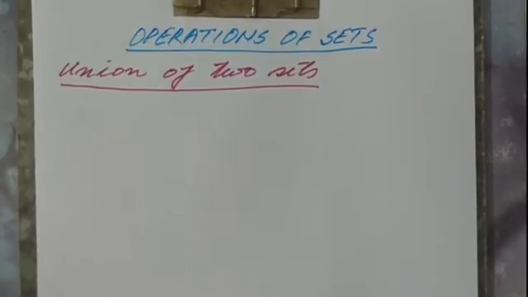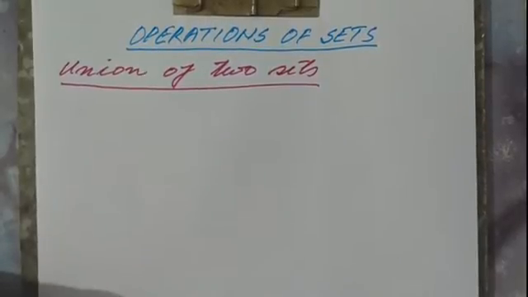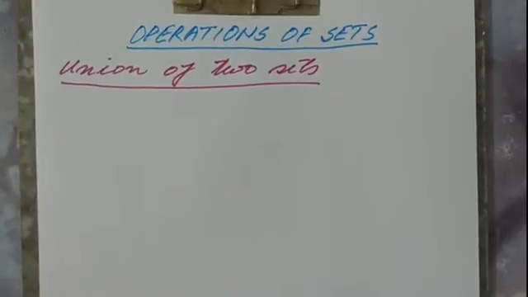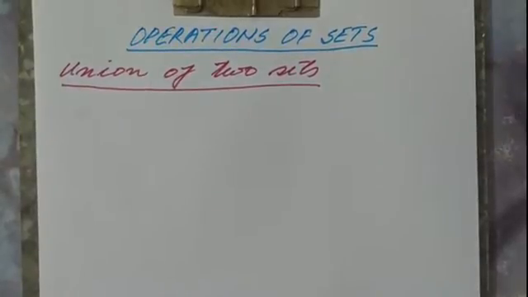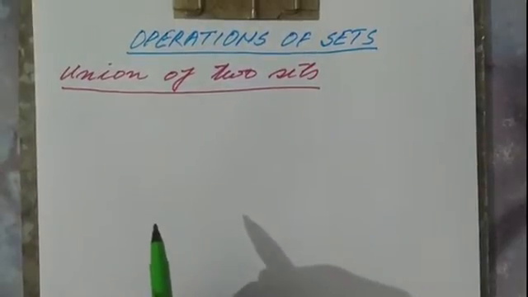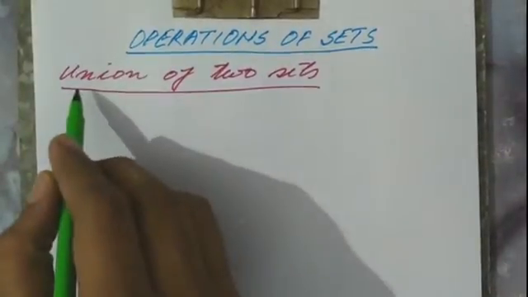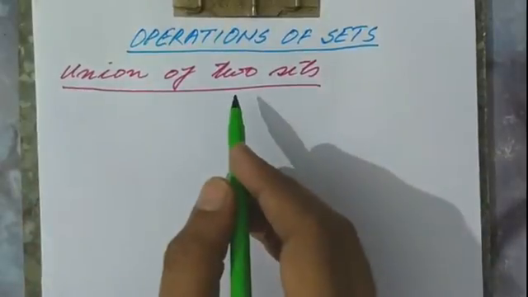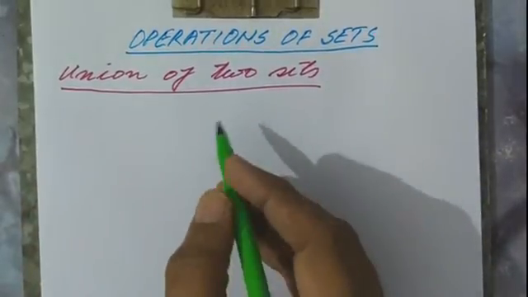Today in this video I am going to discuss different operations on sets. So first let's talk about the first operation on two sets, which is union of two sets. So we are going to discuss union of two sets.